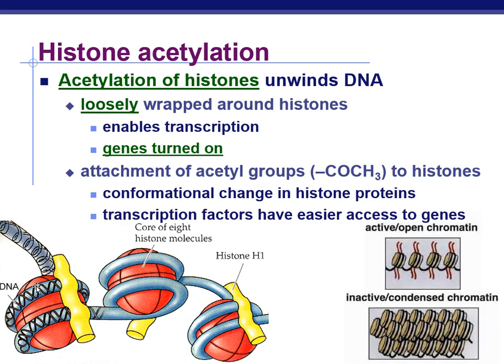So here's a way the cell can control it, by adding certain functional groups. One of those is called an acetyl group. An acetyl group has carbon, oxygen, another carbon, and then 3 hydrogens. By adding this configuration to the histone proteins, it can loosen that DNA up a little bit, which then allows the polymerases to get in there and make transcripts so that we can express those genes. So histone acetylation is one way to control gene expression at the DNA level.